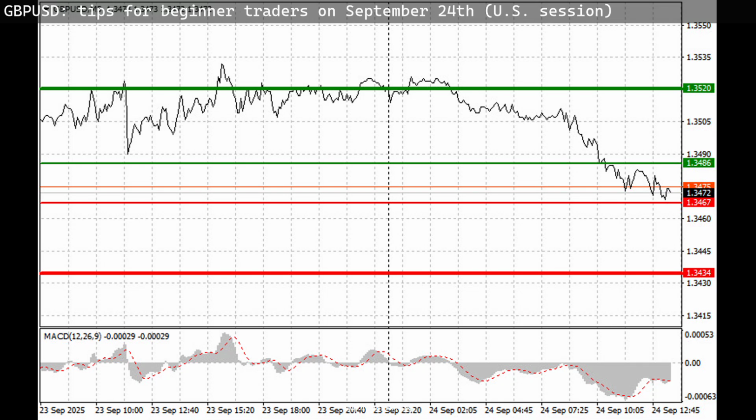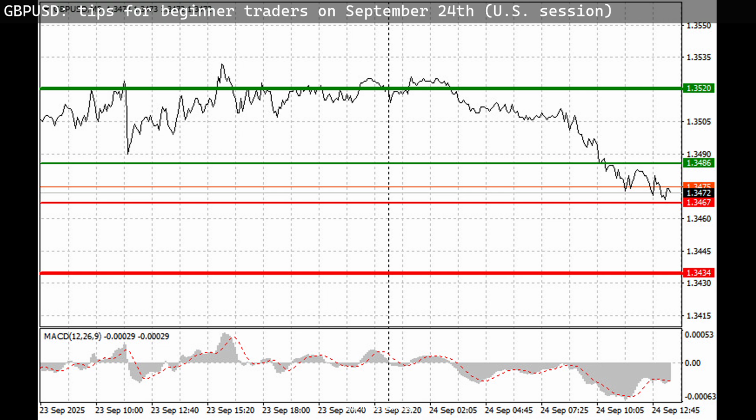GBPUSD, tips for beginner traders on September 24th. US session trade analysis and tips on trading the British pound. The test of the 1.3486 price occurred when the MACD indicator had already moved far below the zero mark, which limited the pair's downward potential. For this reason, I did not sell the pound and stayed without trades.